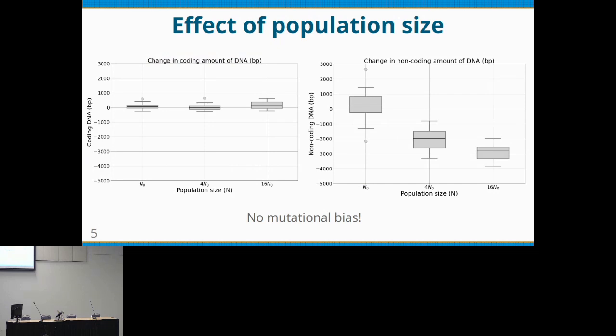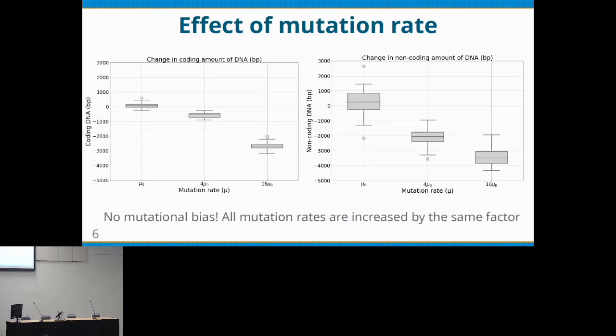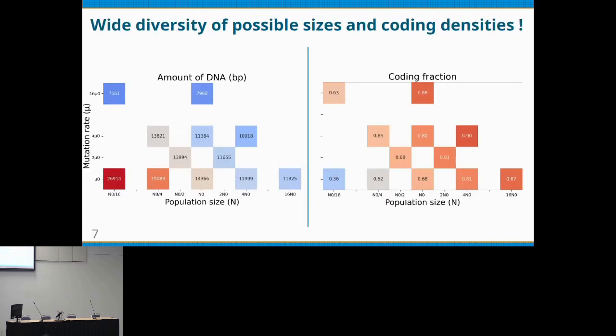So that means that population size can drive genome streamlining. Similarly, for our three different mutation rates, mutation rate can also drive genome streamlining, but in a very different way, because here, both the coding and the non-coding parts of the genomes are impacted. And so if we combine these different types of effects, and if we look at a lot of different population sizes and mutation rates, we see that we can reach very different genome sizes and coding densities.